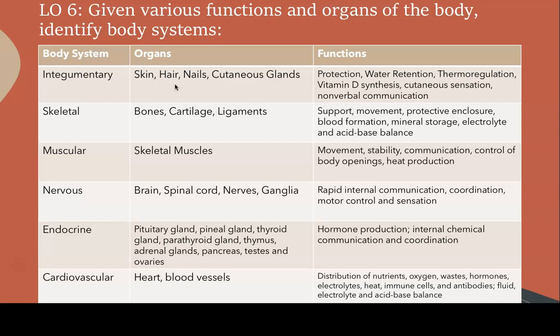well, that's going through your nervous system. Endocrine system: things like a pituitary gland, a pineal gland, a thyroid, parathyroid, thymus, all of these things. Testes and ovaries. Well, what do those do? Hormone production, internal chemical communication through those hormones, and coordination. Last, cardiovascular, things like your heart and your blood vessels. What does that do? Well, it distributes nutrients, oxygen, waste, hormones, electrolytes all through the blood.